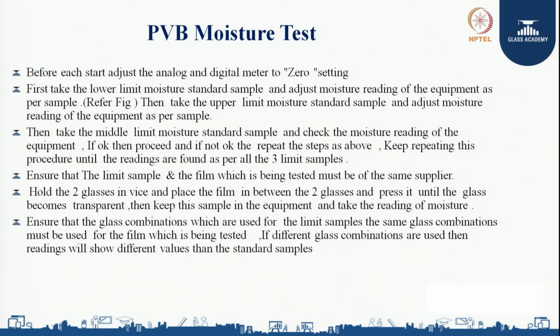Hold the 2 glasses in a vice in a vertical plane. Place the film in between the 2 glasses and press it until the glass becomes transparent. Then keep this sample in the equipment and take the reading of the moisture. Ensure the glass combination used for the limit samples is the same glass combination used for the film which is being tested. If different glass combinations are used, the readings will follow different values than the standard samples. This is how we are going to test the moisture levels in the PVB.